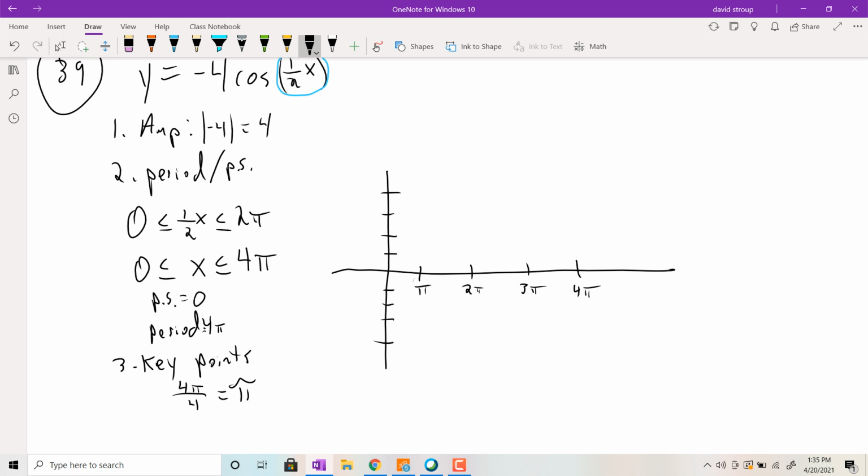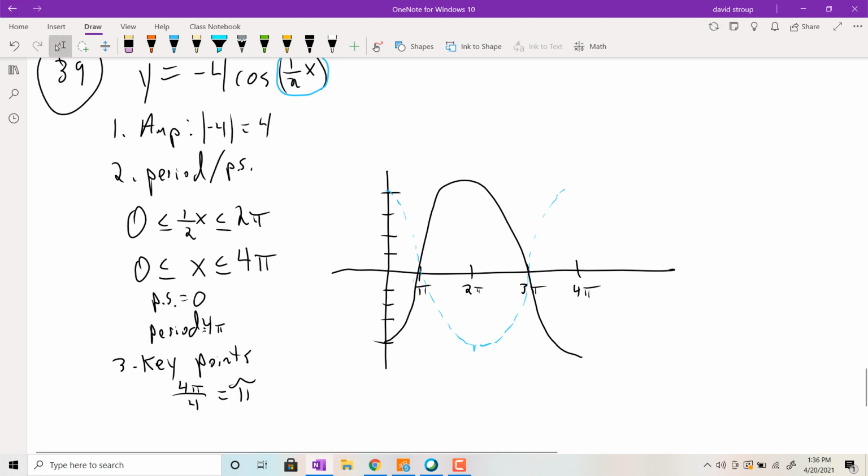Okay, so cosine starts up at positive 4, but there's a rotation. So normally it would look like this. I'll do it in blue. But because that negative is sitting in front, it's going to rotate that about the x-axis. I'll do my final answer in black. So it'll look like this. Okay. And then 1 period is all they ask for in the book, and I take my questions directly from the book. Okay.